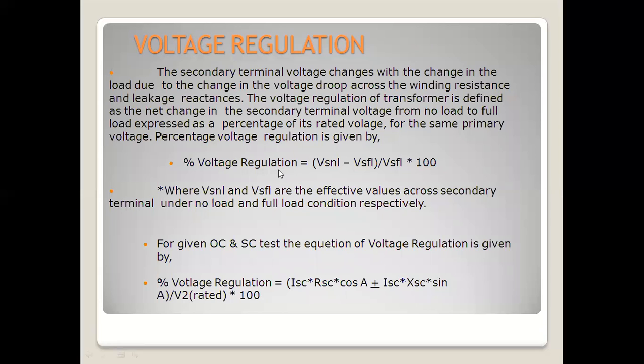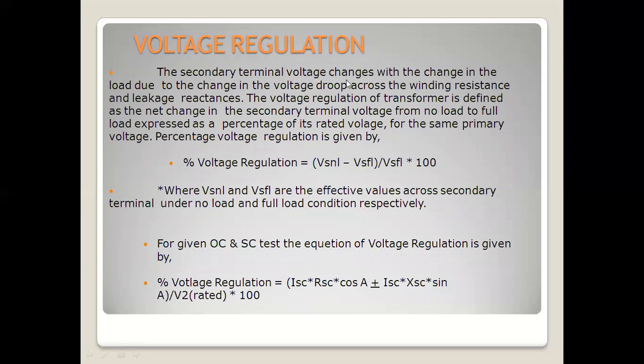So we all know about the voltage regulation. The voltage regulation can be given as the voltage at the secondary at no load minus voltage at the secondary at full load, divided by voltage at the secondary at full load, into 100. That is the percentage of voltage regulation.